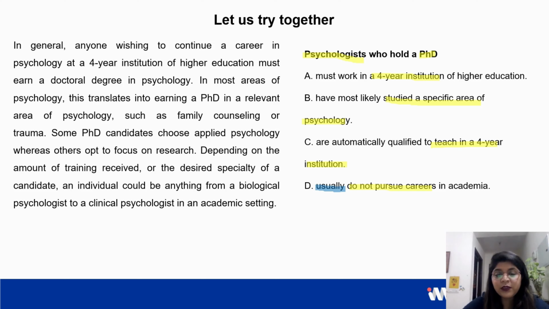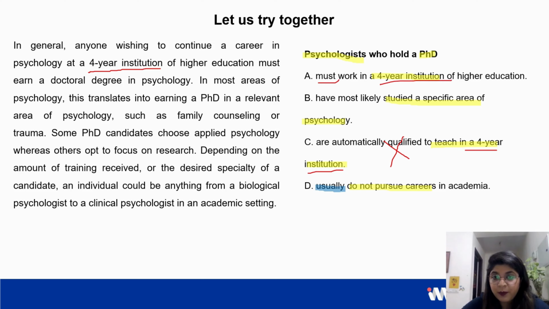Now, if you will focus here, see how they tweaked the options. First, they talked about a 4-year institution here. And to distract, they use the same thing here, but the context is entirely different. Run the process of elimination, cut down this answer. Now, very first, again here they use 4-year institution. They must work.